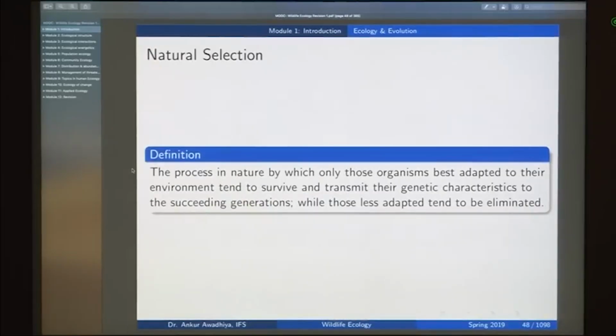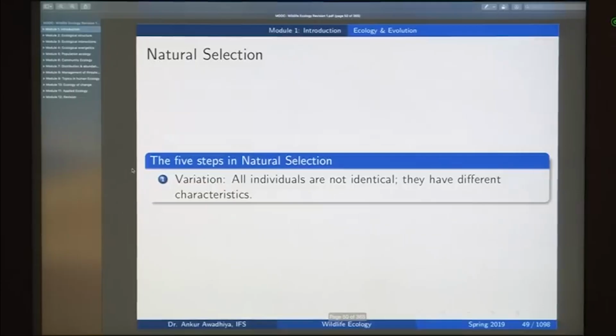Then natural selection is the process in nature by which only those organisms that are best adapted to their environment tend to survive and transmit their genetic characteristics to the succeeding generations, while those that are less adapted tend to be eliminated. So, essentially when we say natural selection, those organisms that are most fit survive, and those that are less fit die out, which is why we also term it as survival of the fittest.